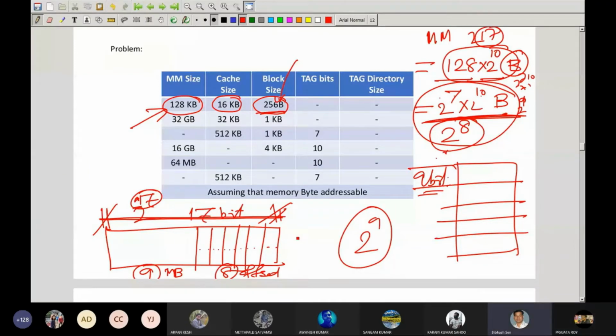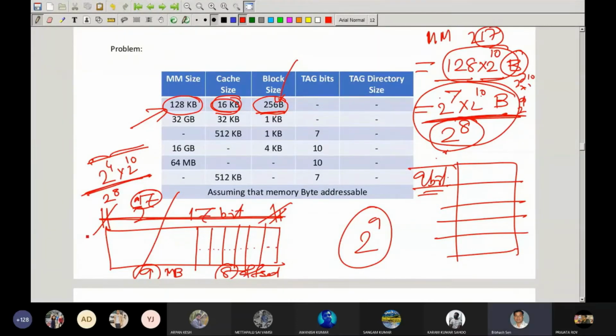Okay. So among the 9 bits, now I have to find out the tag and the cache line. Is it clear? Now, what is the size of the cache? 16 KB, so 2 to the power 4 into 2 to the power 10. This is my cache memory. And what is the block size? Because one single block at a time will come to the cache. This entire block will come. So 256, that means 2 to the power 8.